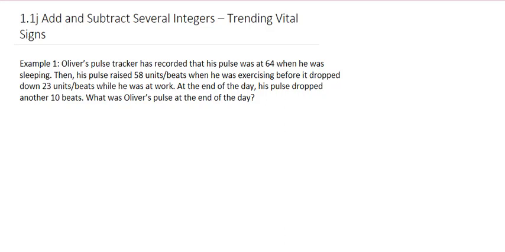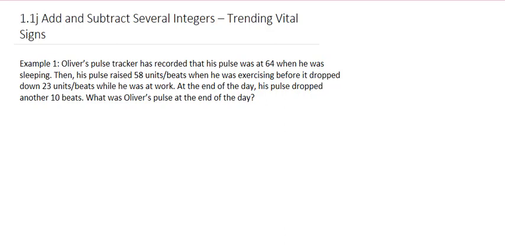Add and subtract several integers. Oliver's pulse tracker has recorded that his pulse was at 64 when he was sleeping. Then his pulse raised 58 units or beats when he was exercising before it dropped down 23 units while he was at work. And then at the end of the day, his pulse dropped another 10 beats. What was Oliver's pulse at the end of the day?